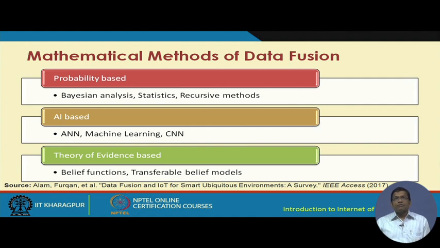The mathematical methods of data fusion include probability based schemes such as Bayesian analysis, statistics, recursive methods, AI based schemes such as artificial neural networks, machine learning algorithms, deep neural networks, convolutional neural networks, and evidence based schemes, for example, belief functions and transferable belief models. So these are the different mathematical methods that are used in order to come up with this intelligence from the different data that are secured from the different IoT devices.